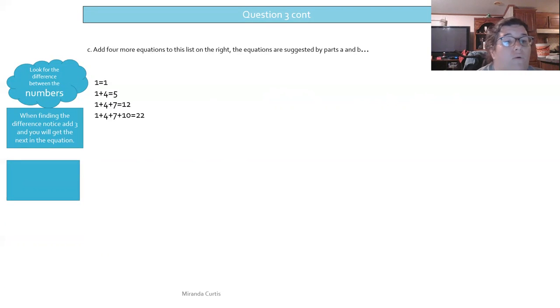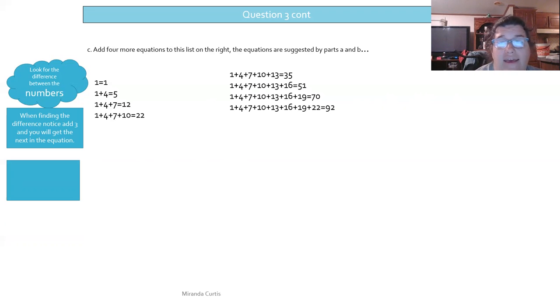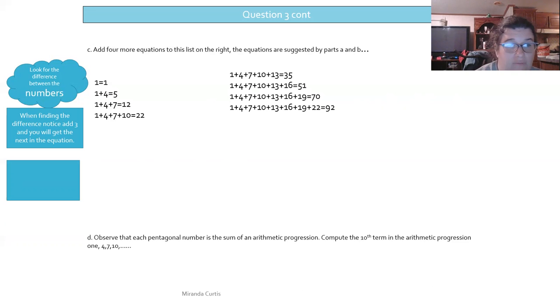When finding the difference, notice you add 3 and you will get the next in the equation. So if we're adding 3 to the last one, we're going to get 1 plus 4 plus 7 plus 10 plus 13. We're going to keep on doing that. After 13, we're going to get 16. After 16, we're going to get 19. After 19, we're going to get 22. And each one, we're going to keep going by 3s.